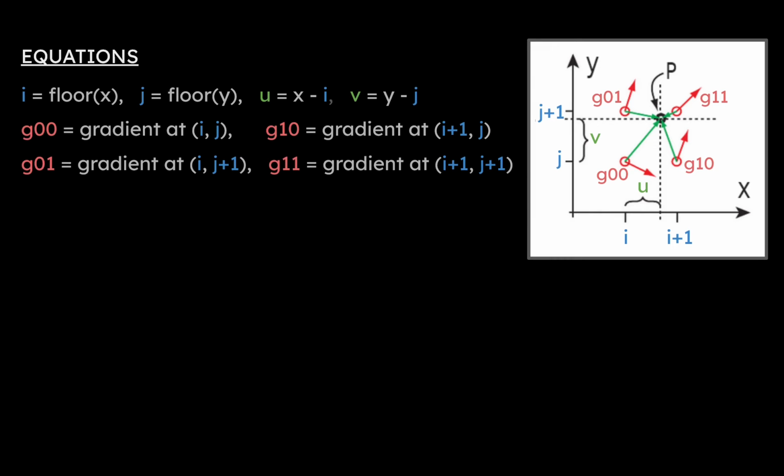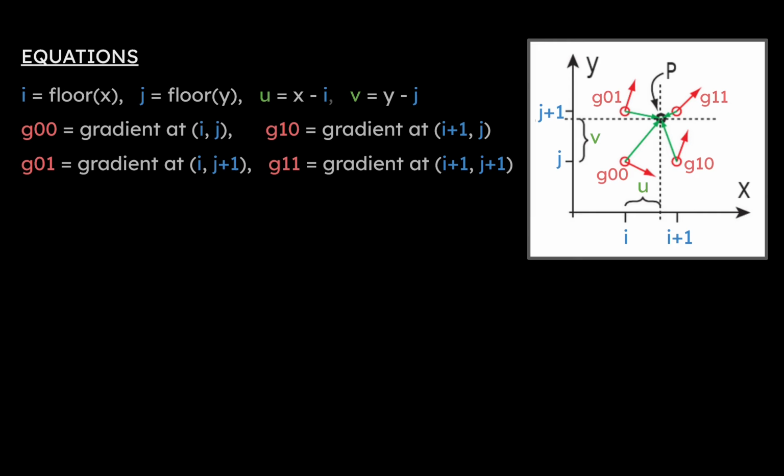We'll name each of them based on their position. The bottom left will be G00, the top right will be G11. Remember that these gradients aren't anything fancy, they're just groups of 2 numbers, a change in x and a change in y, from the start to the end. Keep that in mind as we keep going. Alright, so we've defined our 4 gradients.